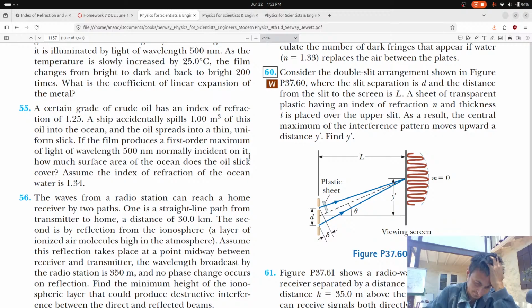Okay, so the question is, if we have this light through this thing, so N is equal to C over V. So V is equal to C over N. So what we want to know: consider the double slit arrangement shown in the figure. Where the slit separation is D and the distance from the slit to the screen is L, a sheet of transparent plastic having an index of refraction N and thickness T is placed over the upper slit. As a result, the central maximum of the interference pattern moves upward a distance y prime.